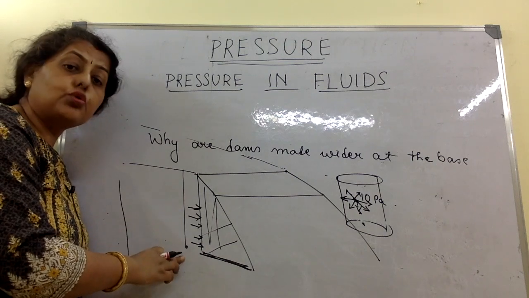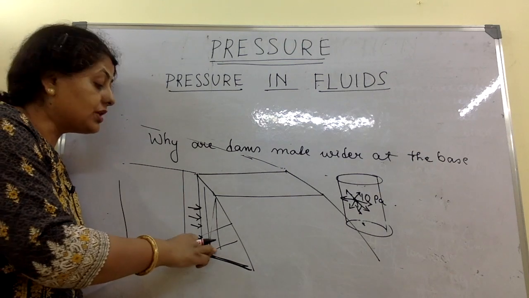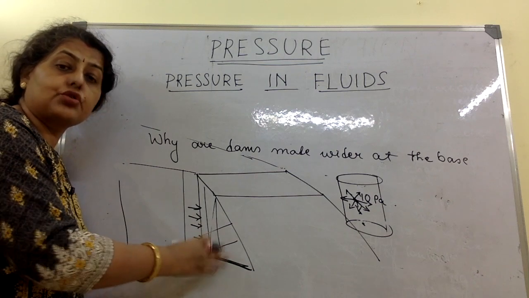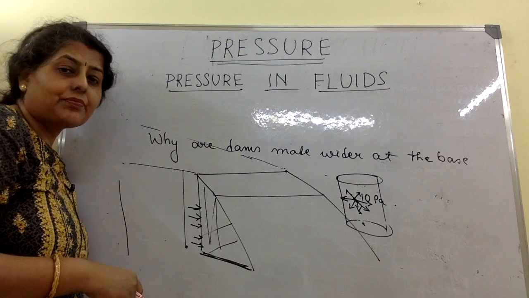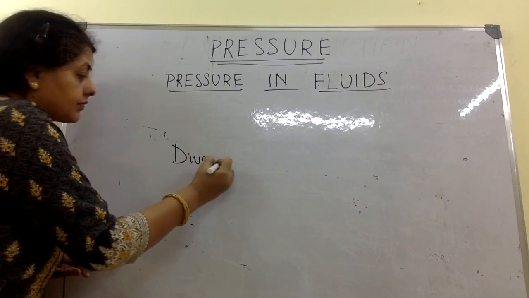So the lower we go, the water pressure increases. So it has to be made nice, wide and strong. That's why it is made like that, wider at the base. Okay, let's see some more examples.